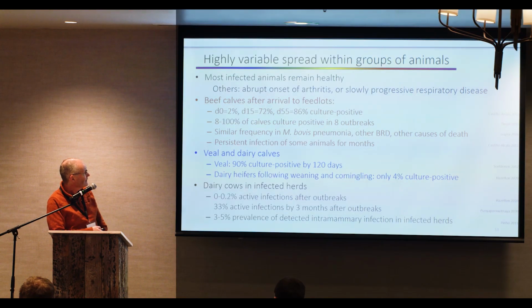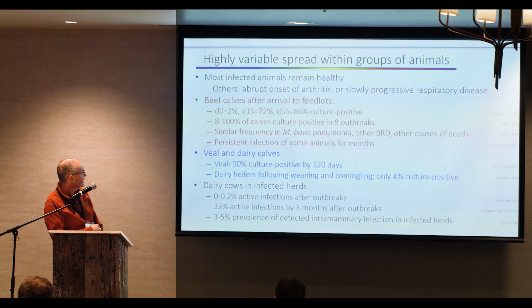A little bit of data kind of on how Mycoplasma operates at a herd level. In beef calves, again, this is work that we did quite a few years ago. This was a group of, I think, 60 calves that came into a feedlot west of Waterloo. On arrival, I think only one calf was infected based on lung wash. By day 15 after arrival, 72% of the calves in that group were infected, and by 2 months after arrival, 86% of the calves were infected.